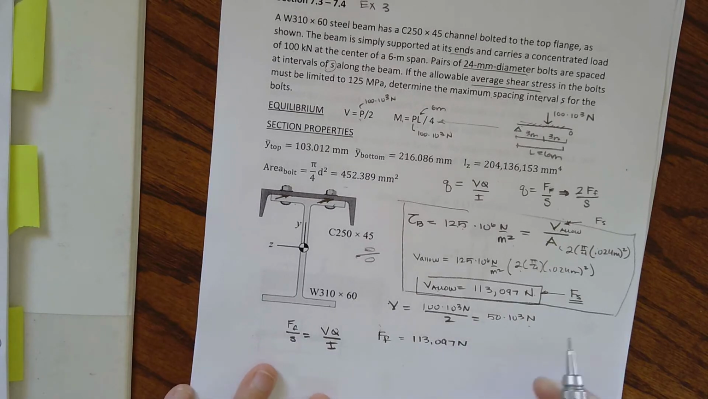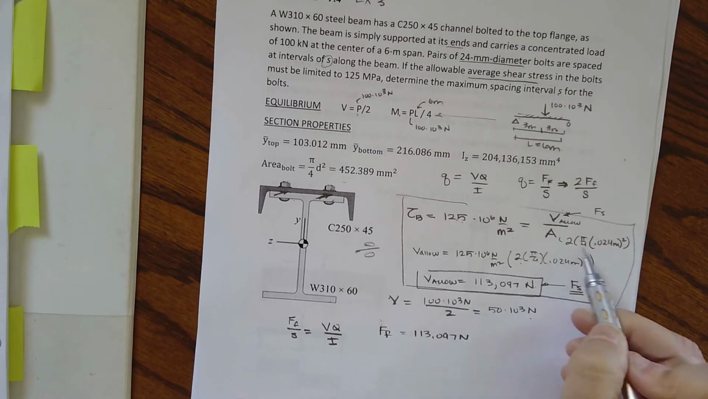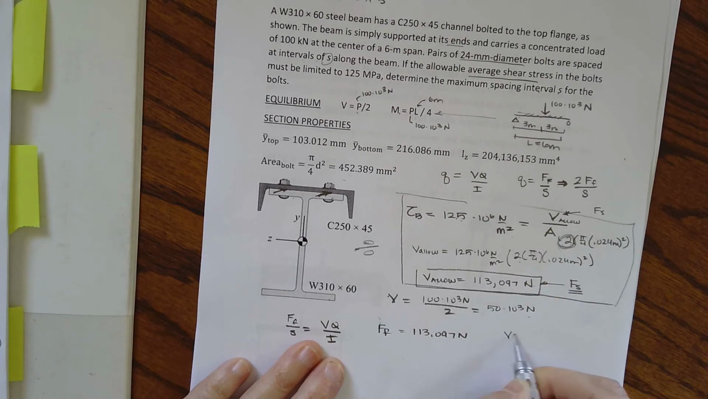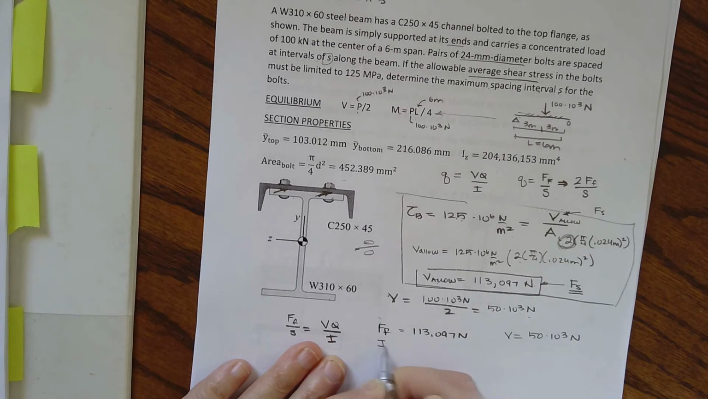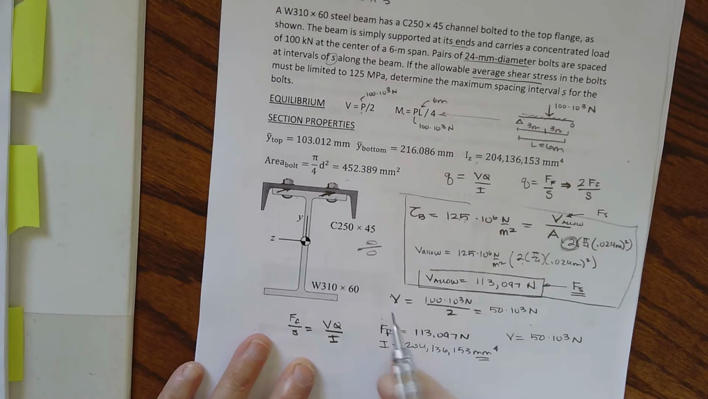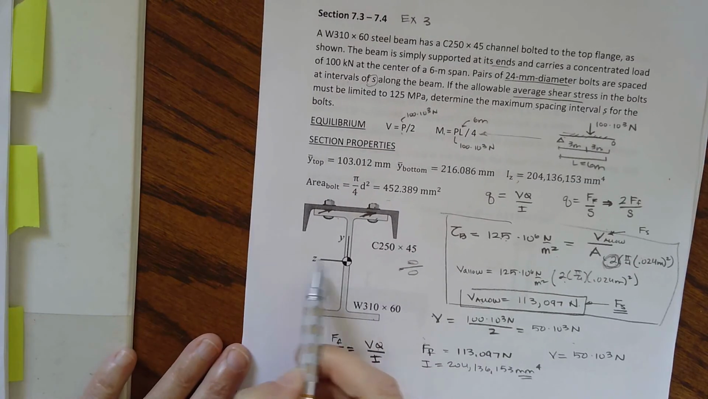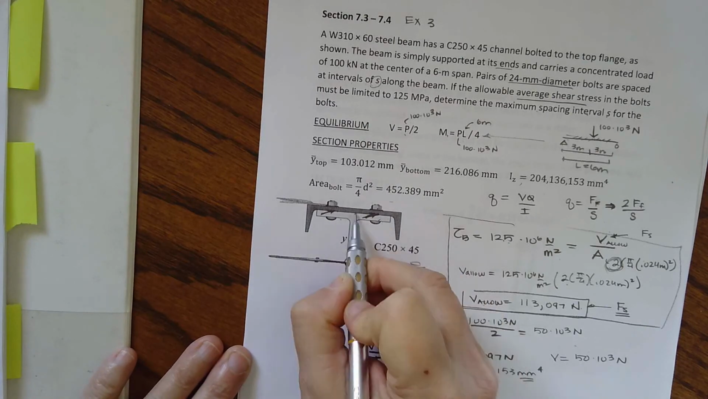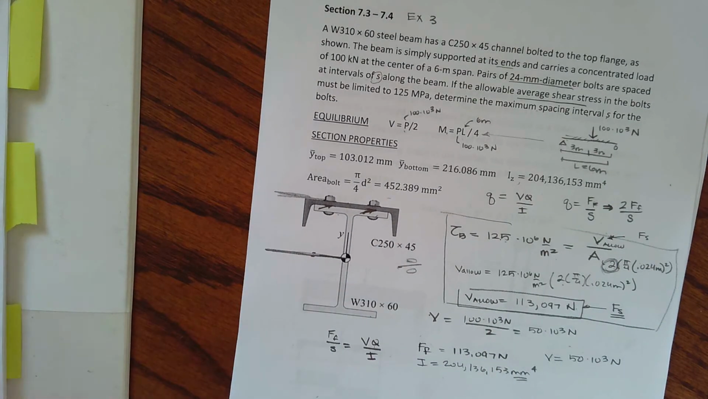That takes into account both of my bolts. The shear force that we have is 50 times 10 to the third newtons. Our moment of inertia is given as 204,136,153 millimeters to the fourth, so we need to check that unit. And now we've got to figure out what Q is. Q is going to go from the centroid to the centroid of the piece that we're holding. And this is what I want to show you.